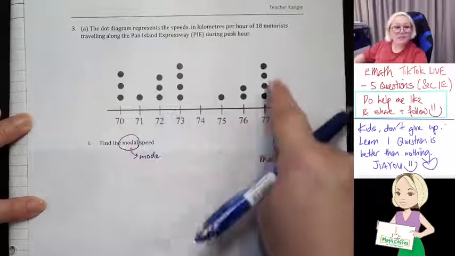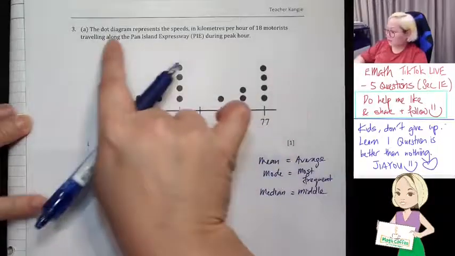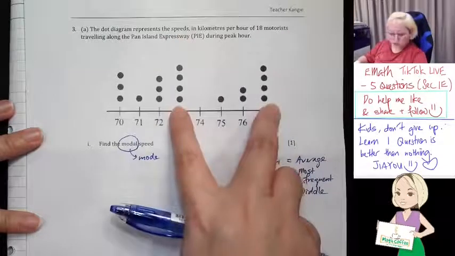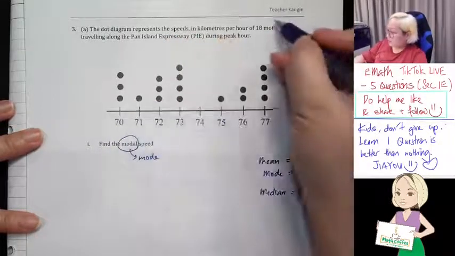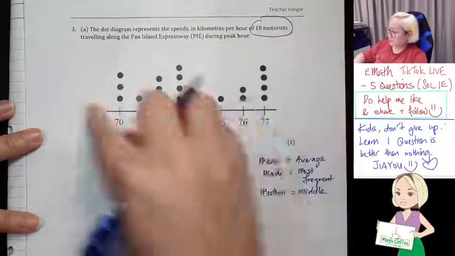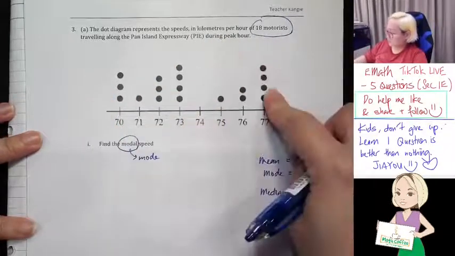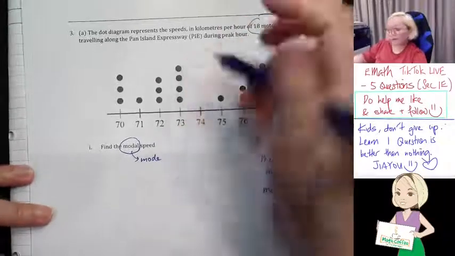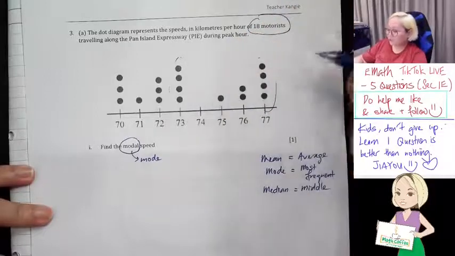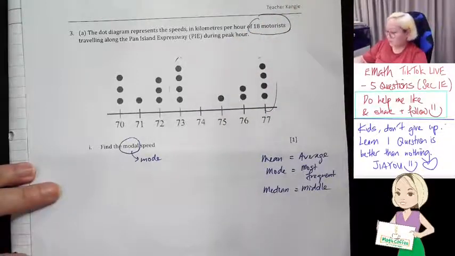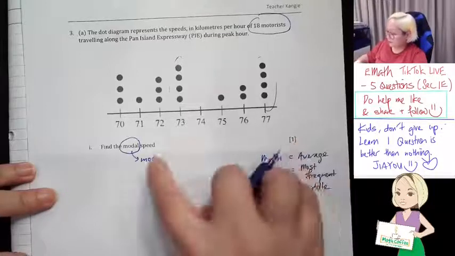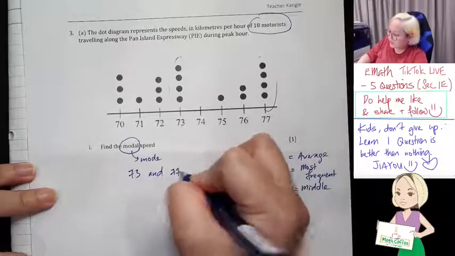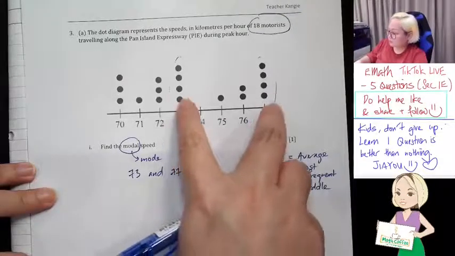Now let's understand this data. The dot diagram represents the speed. Yes, 73 and 77, correct. So they say that there are 18 motorists here. That means 18 data points here. This is their speed. So there are two modes here. Some students ask me, how is it possible that there are two answers? Take note that you can straight away write the answer. It's only 1 mark. So you will just say it's 73 and 77. In other words, two persons are taking the top prize.